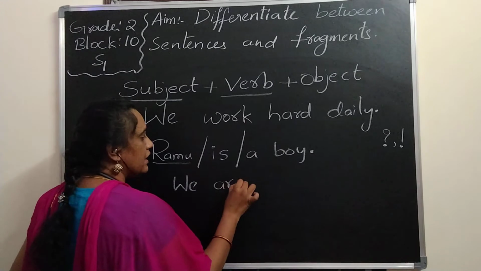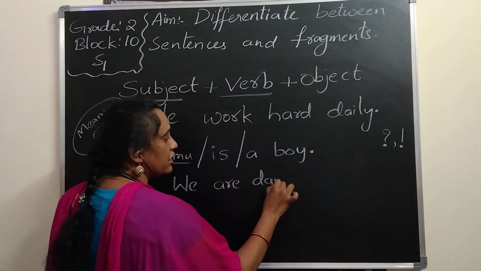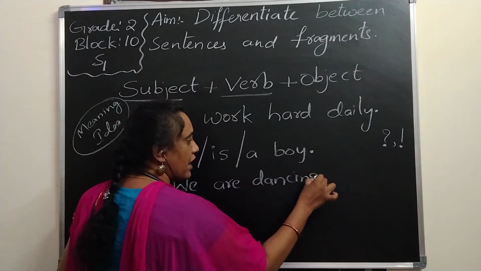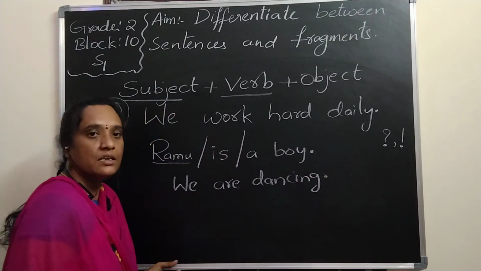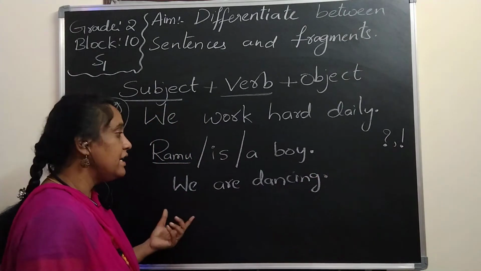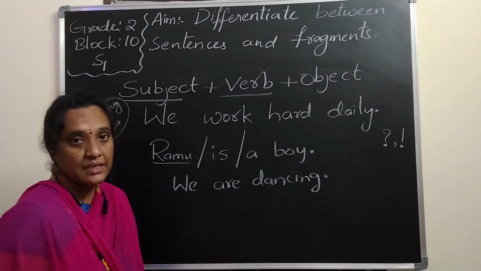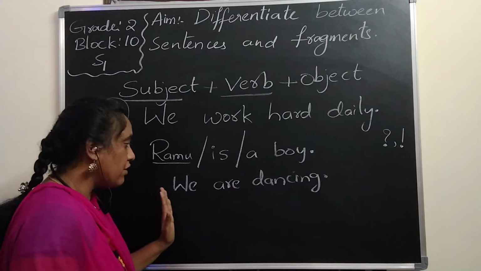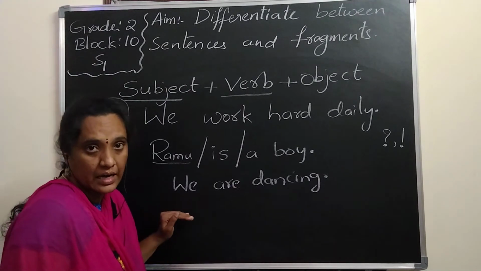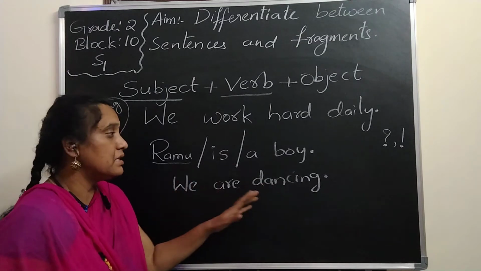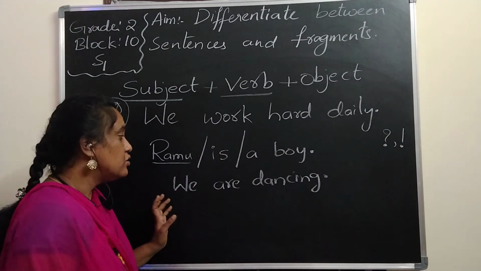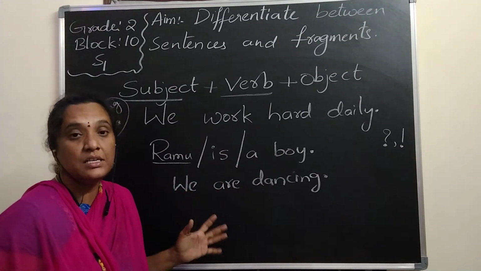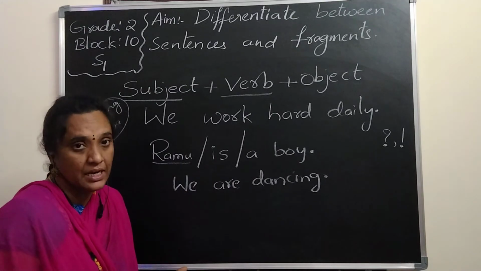We are dancing. Can you tell me what it is? Is it a fragment or a sentence? You can clearly say that it is a sentence. It is a sentence because we have a verb, a subject, and what the person is doing. We are dancing. So it is a sentence. Complete meaning is there.